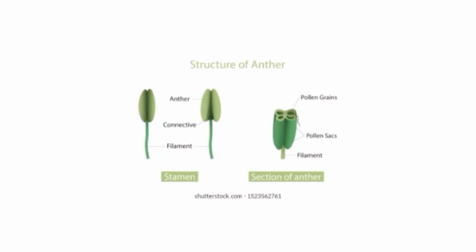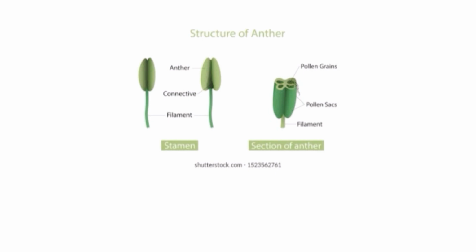When we want to study the structure of anther, we must know the location of anther. Anther is a part of stamen and stamen is a part of androecium. Androecium is the male reproductive whorl in the flower. So, stamen is an individual of androecium and it has two parts. One is anther, this one is an anther, and this one is a filament.